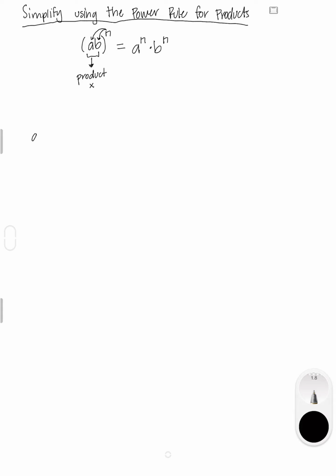So for our first example, we're going to have k to the 4th power and then to the 7th. So this is just a simple example in which we can go ahead and directly apply the power rule. We are not multiplying anything inside. We only have k, right? So we can just go ahead and multiply our two exponents. So this becomes k to the 4 times 7, which is k to the 28. And that's it for the first one.